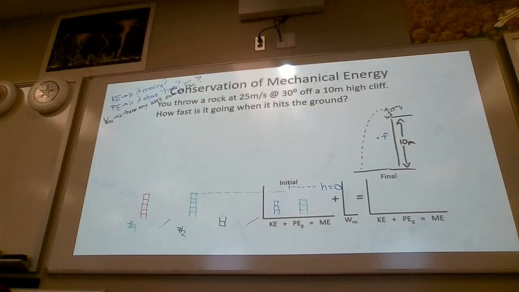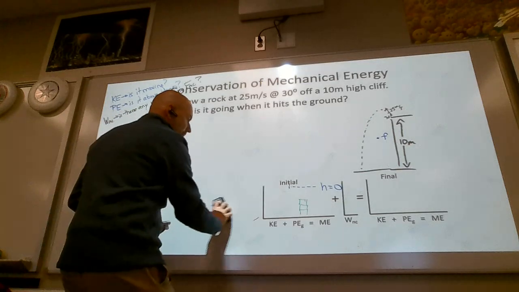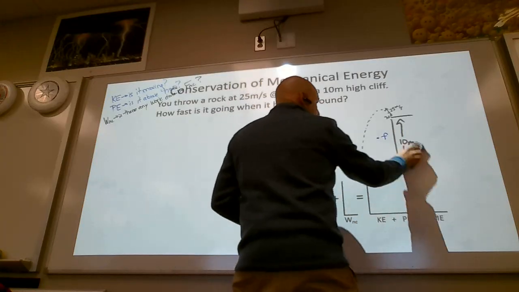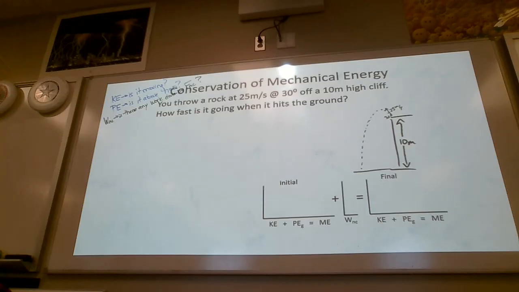All right. So let's throw some numbers at it. All right. You throw a rock at 25 meters a second at 30 degrees off of a 10-meter high cliff. How fast is it going when it hits the ground? Okay. So this is a projectile motion problem, but we're going to evaluate this from another perspective with work and energy.